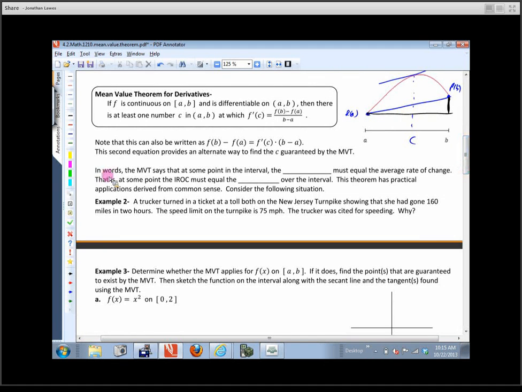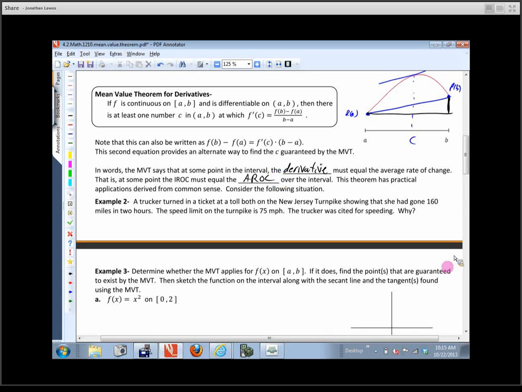So in words, this is what it means. The mean value theorem says that at some point on the interval, the instantaneous derivative must equal the average rate of change. Or in other words, the instantaneous rate of change must equal the average rate of change over that interval. It's kind of a restatement of Rolle's theorem, but in Rolle's theorem, the average rate of change always had to be 0. Now we're saying the average rate of change can be anything we want. All right?